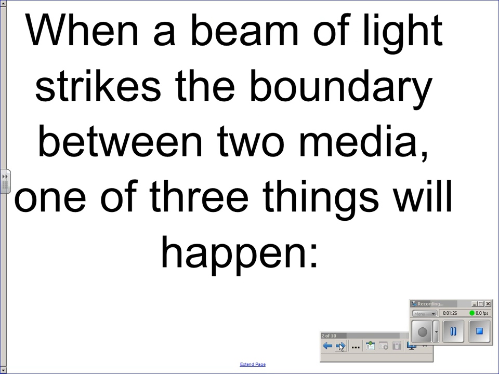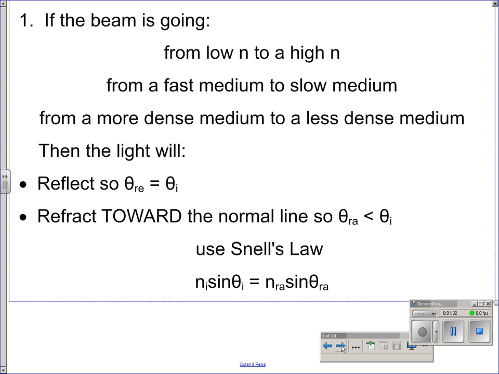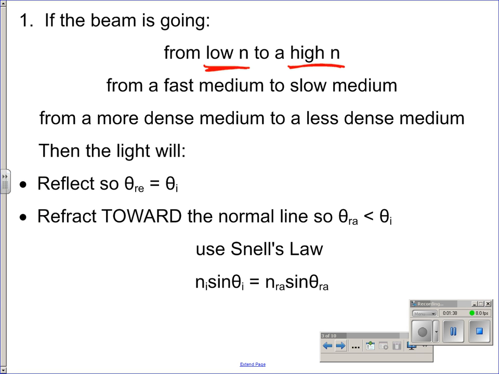When a beam of light strikes the boundary between two media, one of three things will happen. Here's the first thing that can happen. So first of all, if your beam of light is going from a low index of refraction to a high index of refraction, that is the same exact thing as saying from a medium where the light travels fast to a medium where the light travels slow, which is the same thing as saying a less dense medium into a denser medium. So all three of those things mean the same thing.